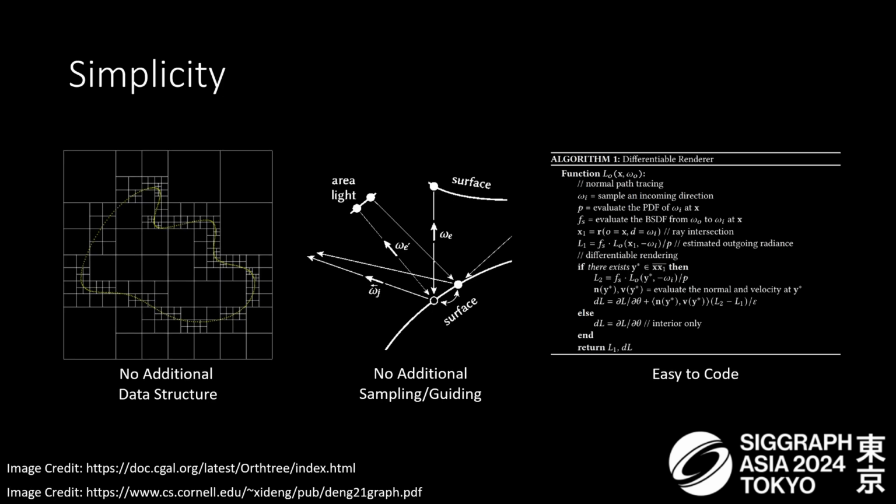In fact, I want to emphasize a bit more about the simplicity of our method. Our method does not require any additional data structure. It does not require any additional sampling technique or any path guiding. And finally, our method is also very easy to code. So here you see the pseudocode of our algorithm, which at a high level can be stated in just a couple of lines.